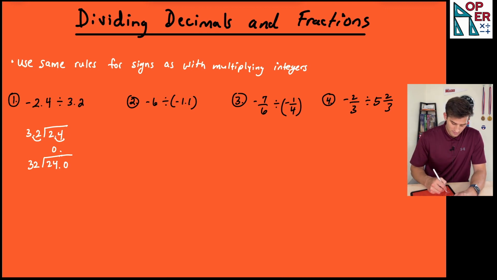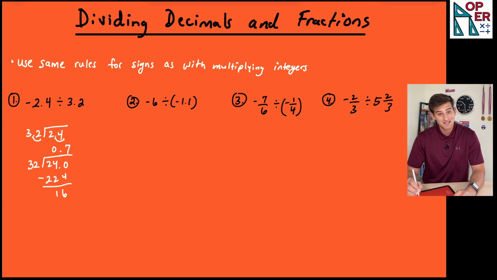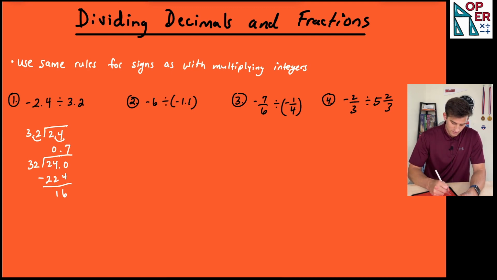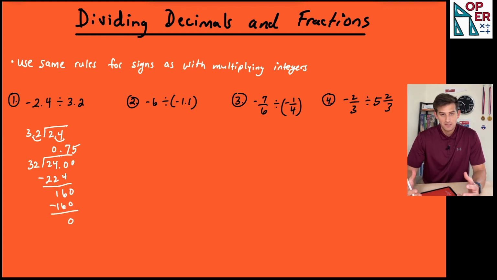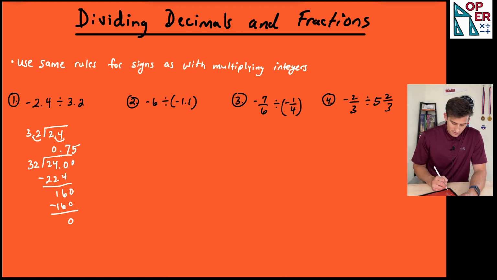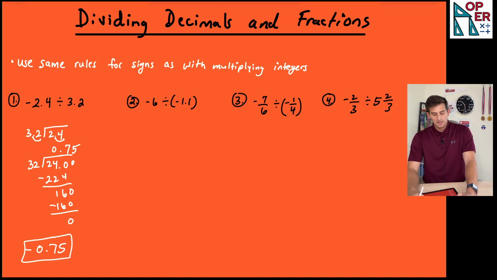So I know that my 32 should go in there 7 times. So if I want to do 32 times 7, that gives me 224. So 224, now we're going to subtract, and we get a difference of 16. Well, 32 won't go into 16, so let's bring down our 0. And now we can see how many times will 32 go into 160. Well, we could do 160 divided by 32, and we get 5. So it perfectly goes in there 5 times. And 5 times 32 would be 160. And notice that we do not have any remainder down there whatsoever. So we know that our answer is a terminating decimal, negative 0.75. Okay? All right, number 2.